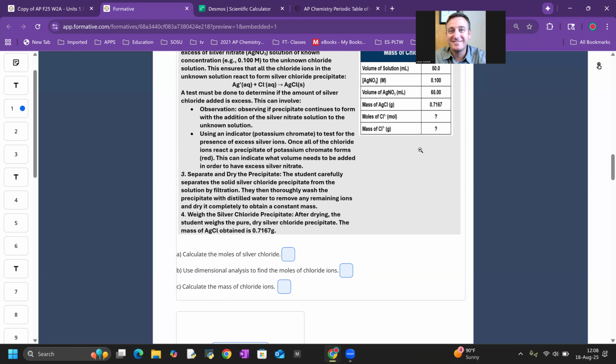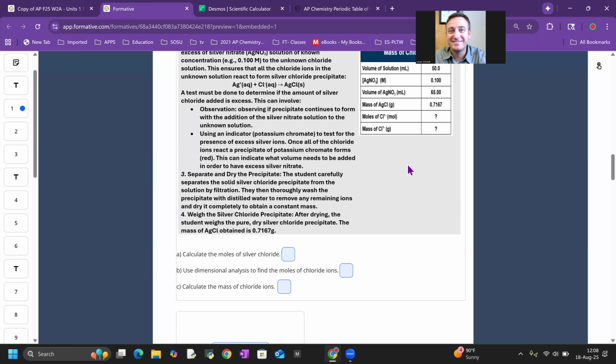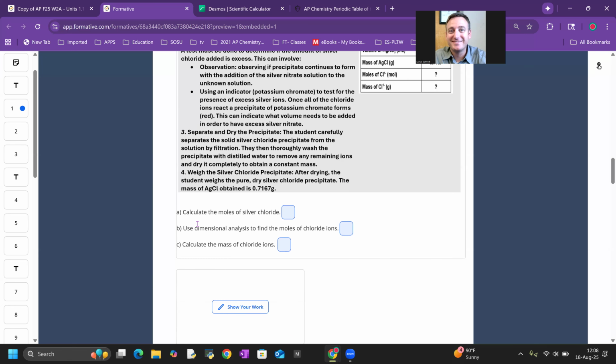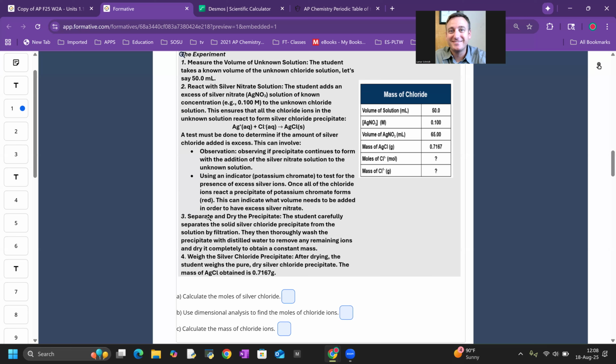0.7167. So we've taken that precipitate, we dried it. So there's no water on the precipitate, and now we know this is dry silver chloride, and we can determine from that how much of that is chloride. So it says, first of all, calculate the moles of silver chloride. So we have to figure out the moles of silver chloride.